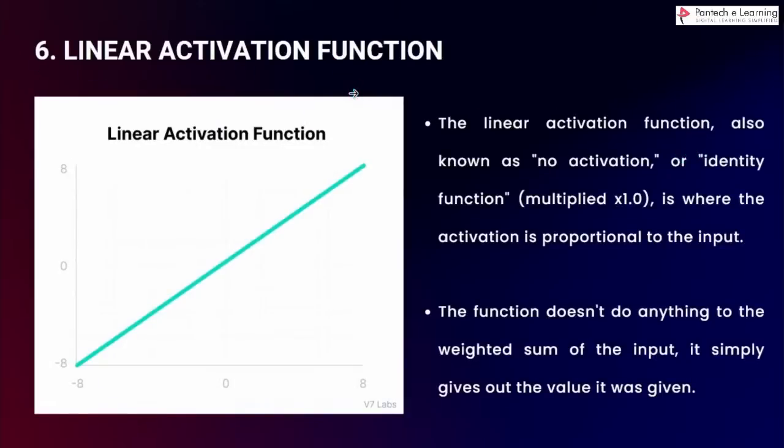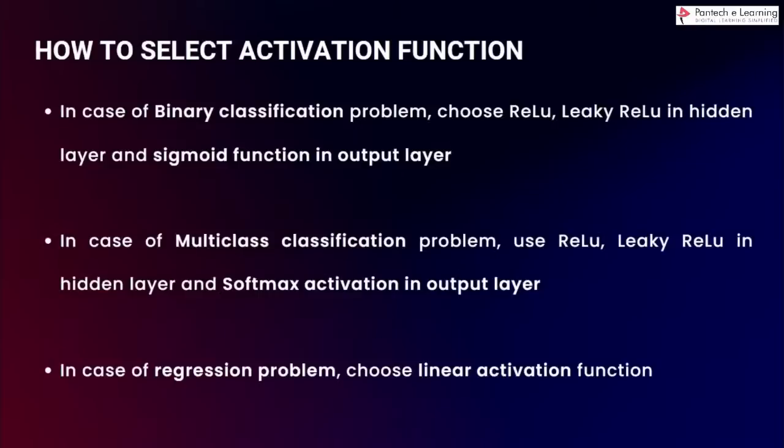This linear activation function, also known as no activation or identity activation, is doing nothing, guys. The activation is proportional to the input, and the function does not do anything to the weighted sum of the input, it simply gives the value it was given. Okay, so the next thing is how to select the activation function.